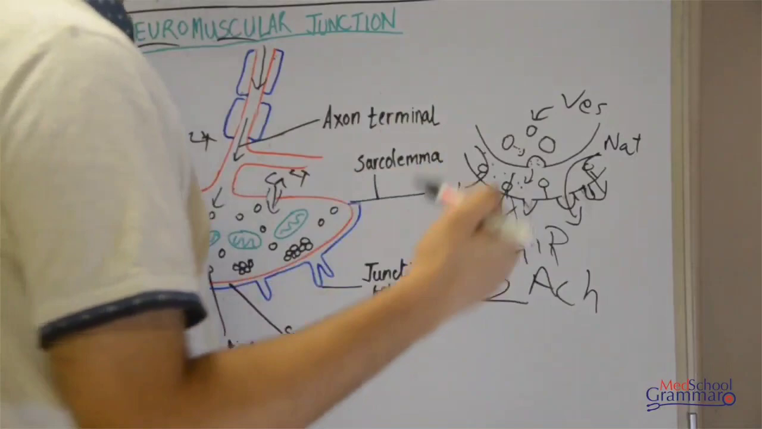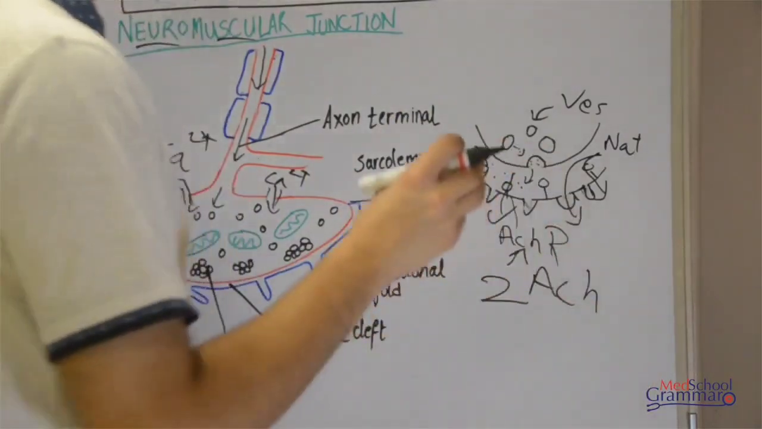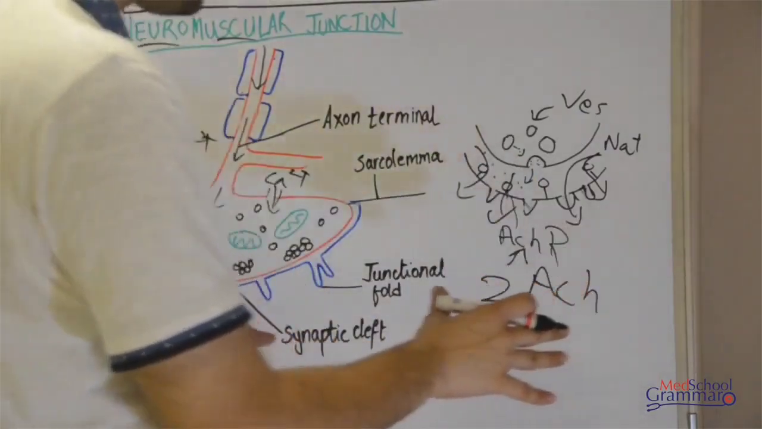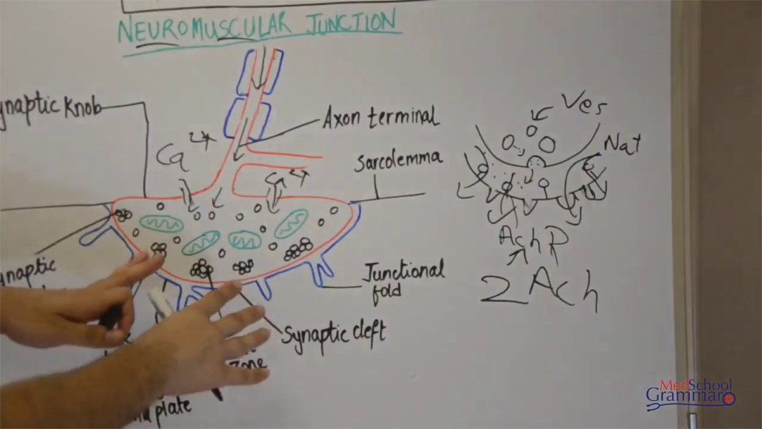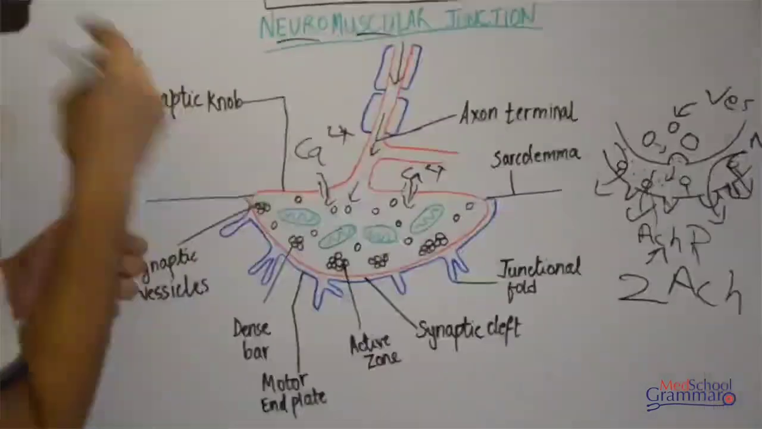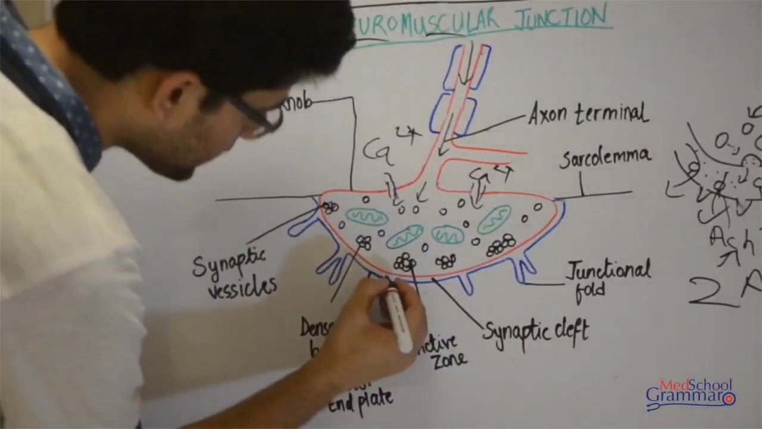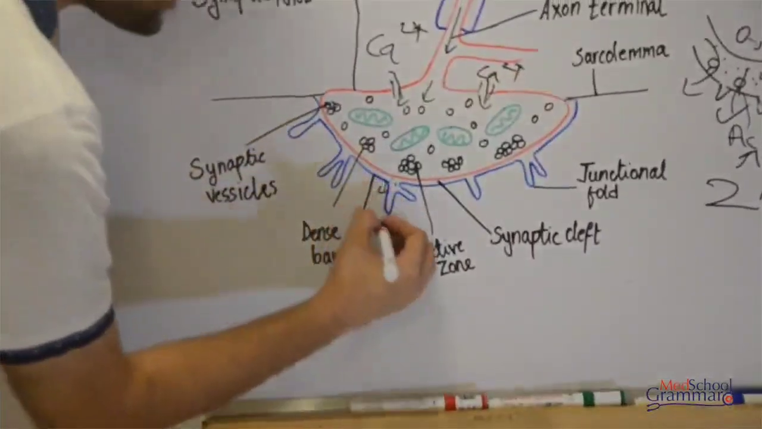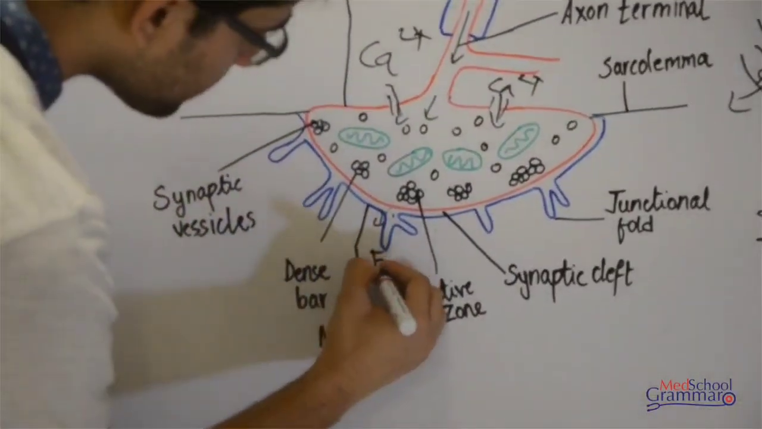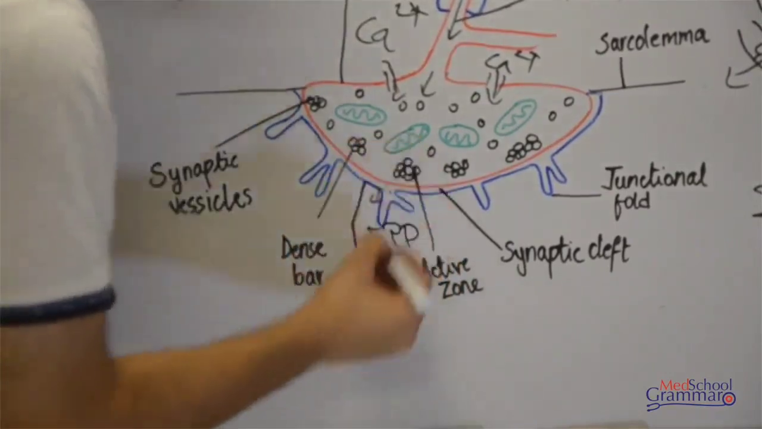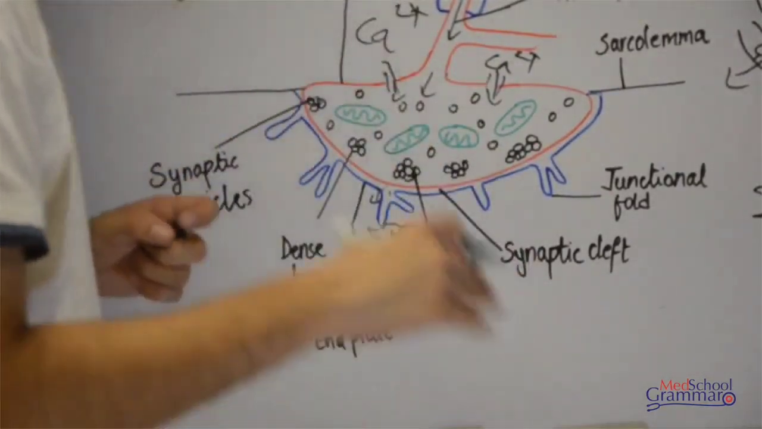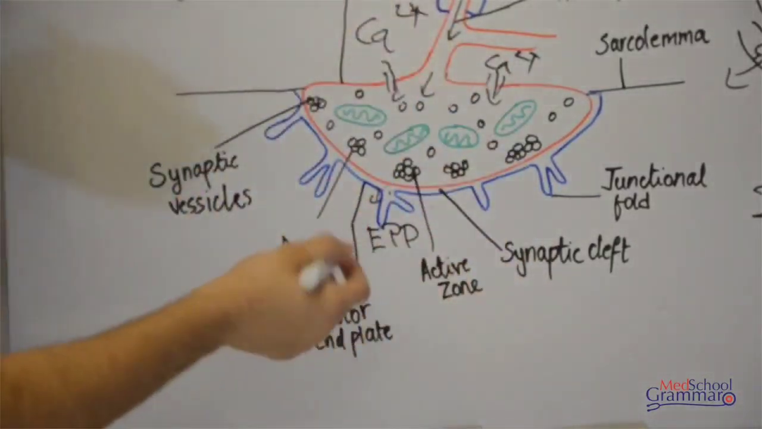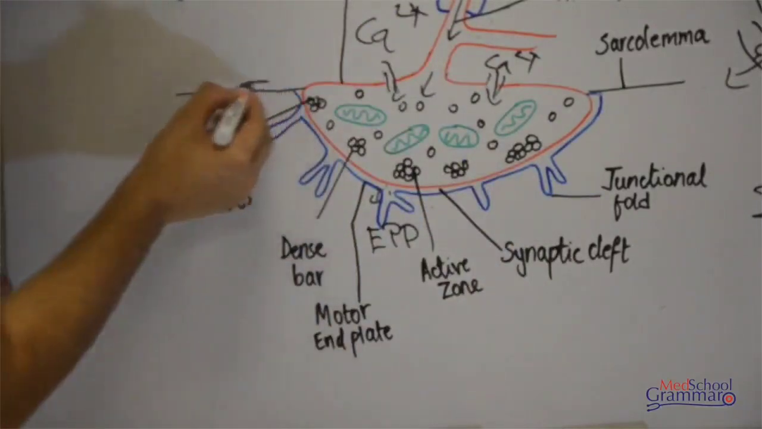This end plate potential, when it increases beyond threshold, the action potential is then transmitted across the entire membrane. Coming back over here, I'll show again what I explained in a much simpler way. This acetylcholine is released, sodium influx occurred, and there is depolarization and an end plate potential is formed. When this end plate potential reaches threshold level, there is a generation of action potential, and this action potential is then further transmitted across the sarcolemma.